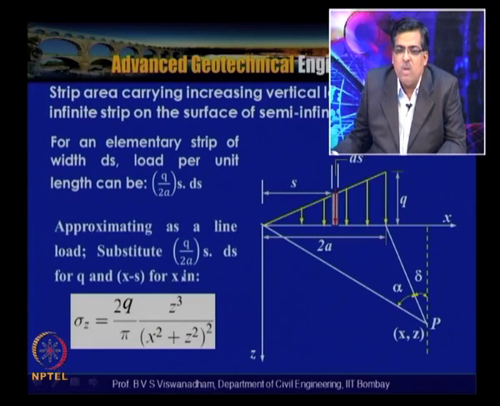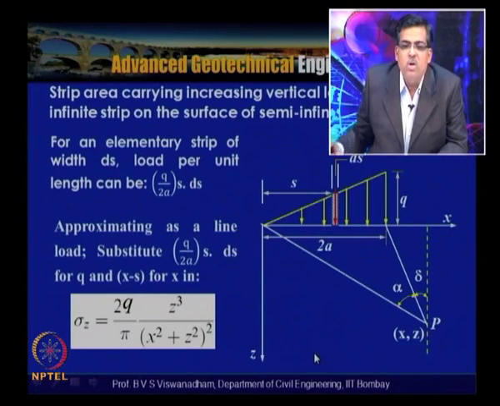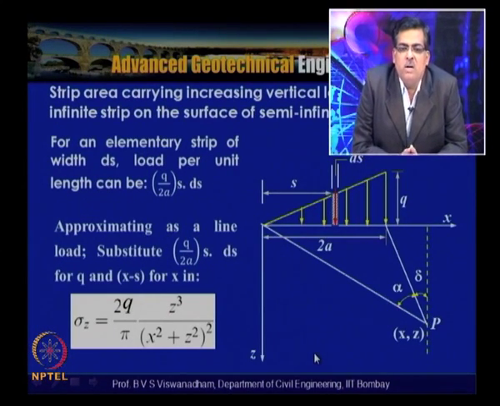Now what we need to do is substitute in the expression for the vertical stress, sigma z is equal to 2q by pi into z cube by x square plus z square to the power 2. In this, for q, substitute q by 2a s into ds. Because of this small strip load, we get a small d sigma z. Then when we integrate over the entire length from 0 to 2a, we get the increase in vertical stress due to the particular load intensity.